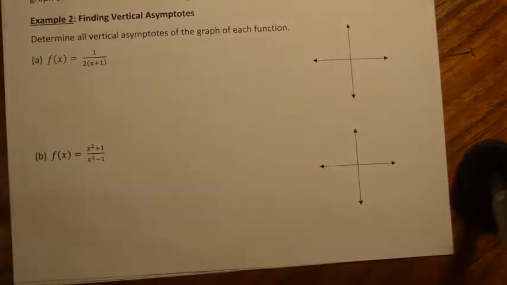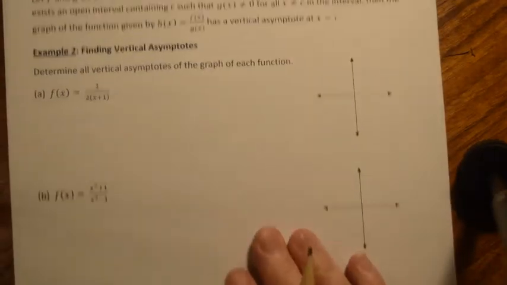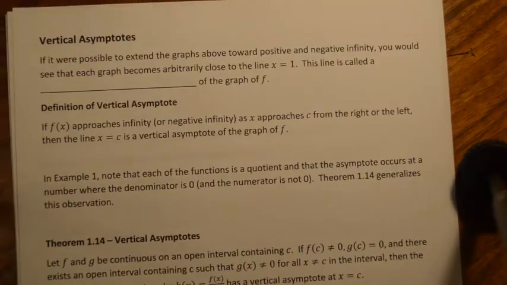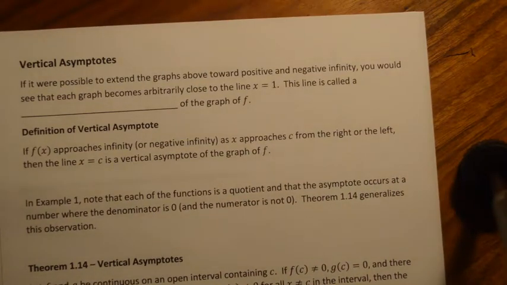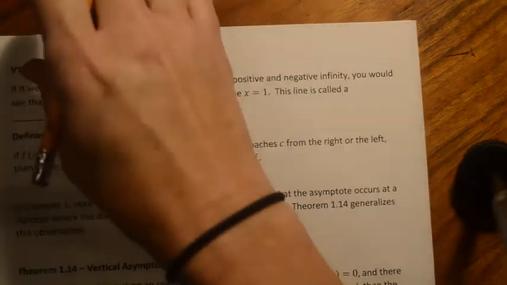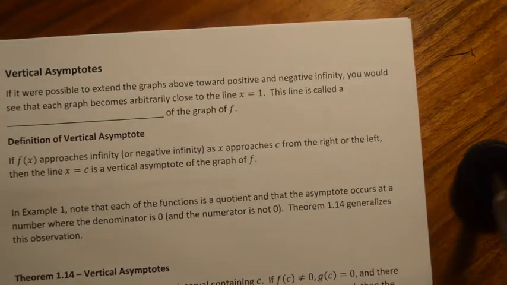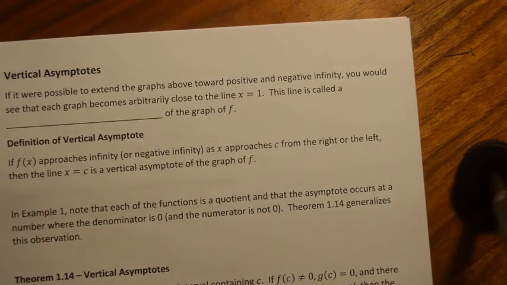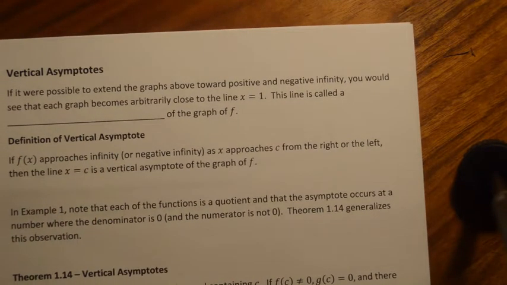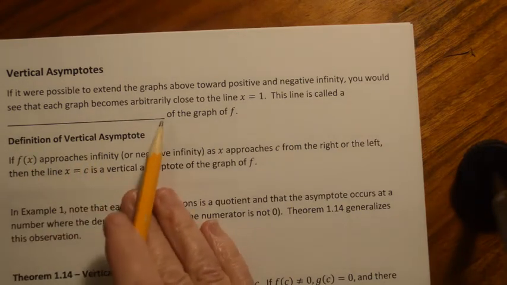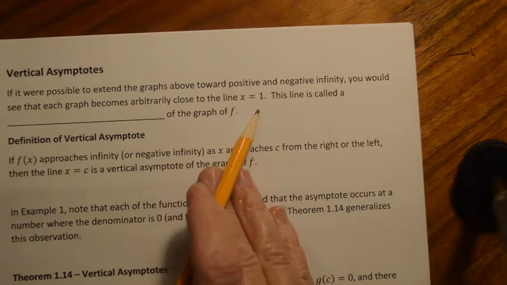Okay, on the next page, here we are, we're talking about vertical asymptotes. Again, we've talked about asymptotes together in class last year, and then we're going to talk about them here. All right, so if it were possible to extend the graphs above towards positive and negative infinity, you would see that in each of those previous graphs, it becomes arbitrarily close to the line x equals 1.